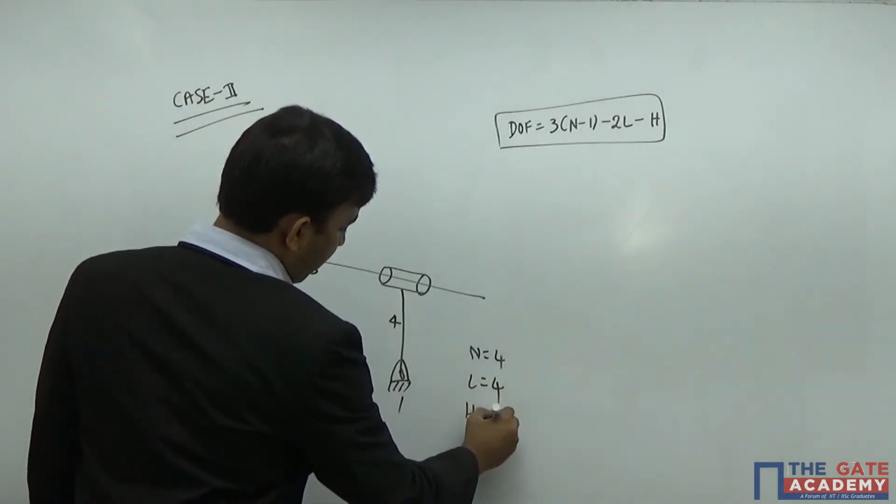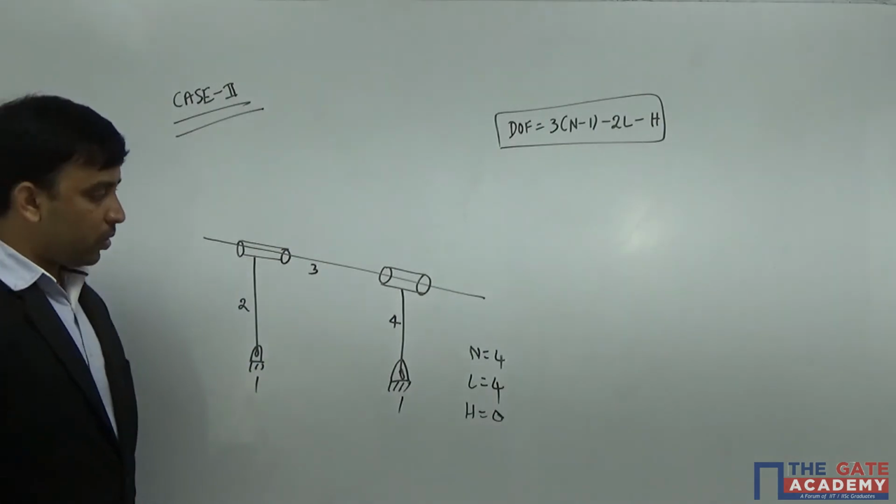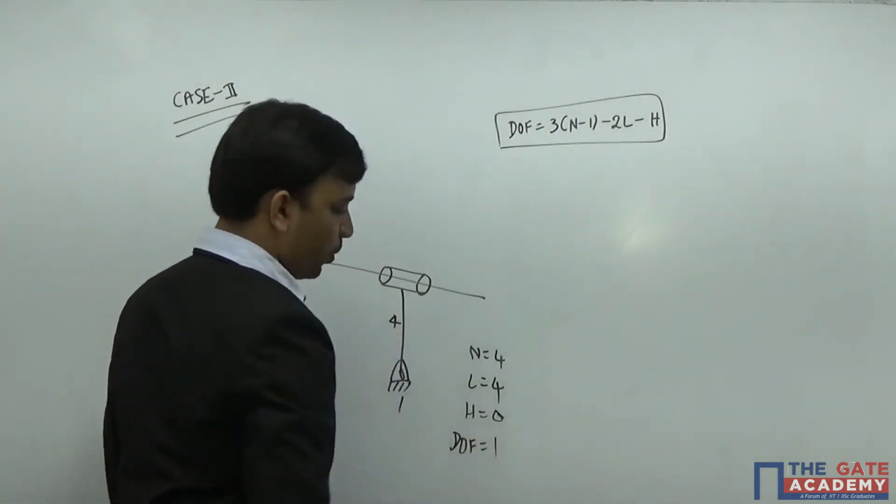And if you look at the mechanism, no higher pairs are there in the mechanism, so I can say the number of higher pairs is 0. So if I calculate the degrees of freedom for this mechanism, I will get degrees of freedom as 1.